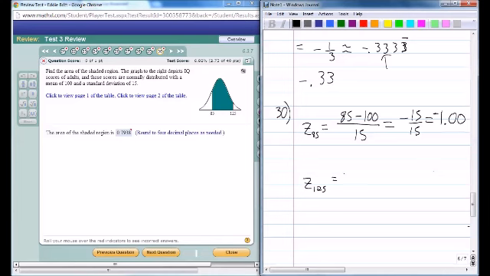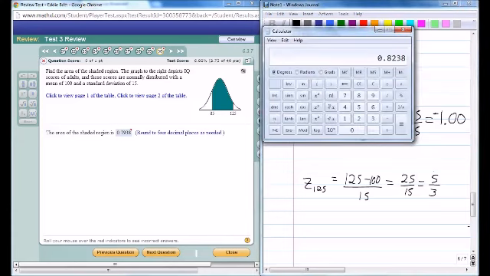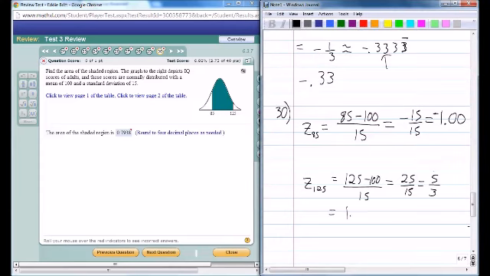Right. Find my other z-score. That's going to be 125 minus 100 over 15. That's 25 over 15, or 5 over 3. You can do any of this in your calculator. If I was to say 5 divided by 3, that's 1.6 repeating. So if that's 1.6 repeating, that's going to be 1.67 as a z-score for my chart.